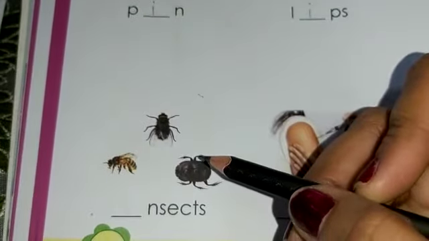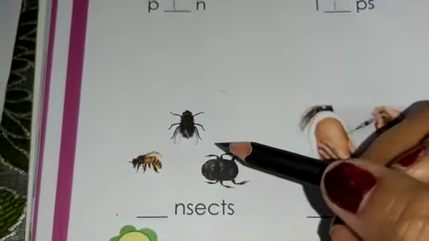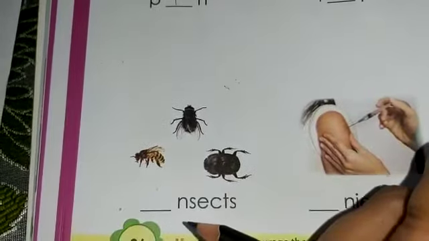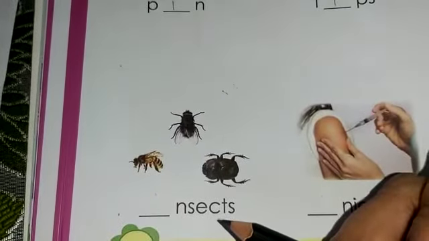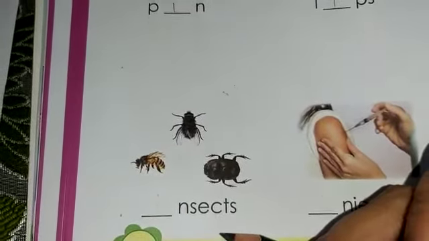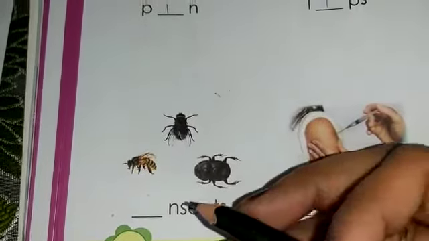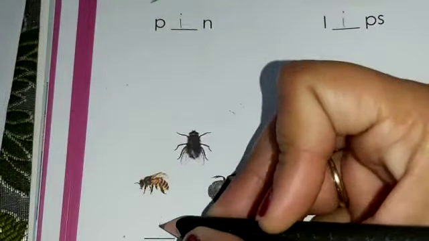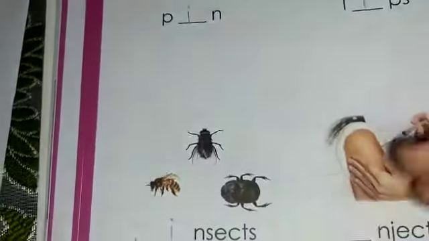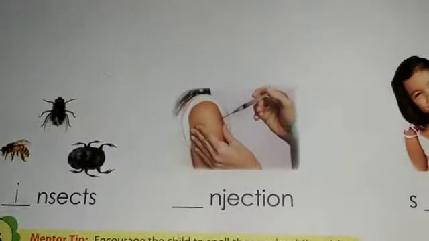What is this, students? Yes, these are insects. I-N-S-E-C-T-S. Insects. So what is the missing vowel over here? I. So let's write down I over here. Okay. Now come up to the next picture.